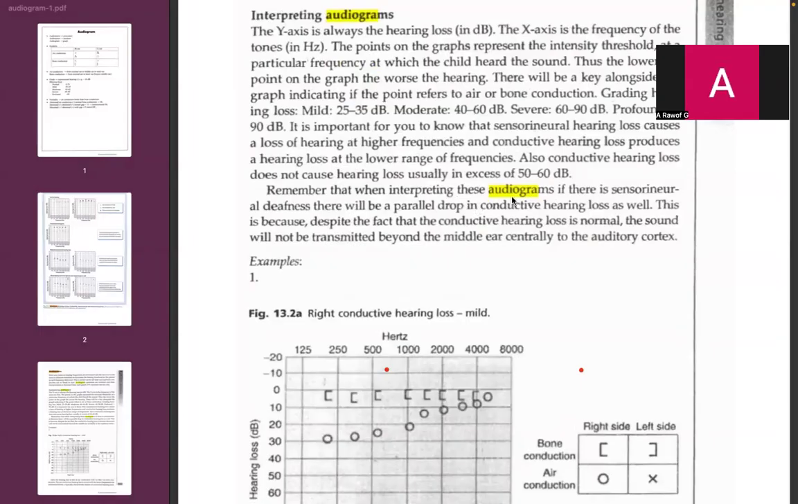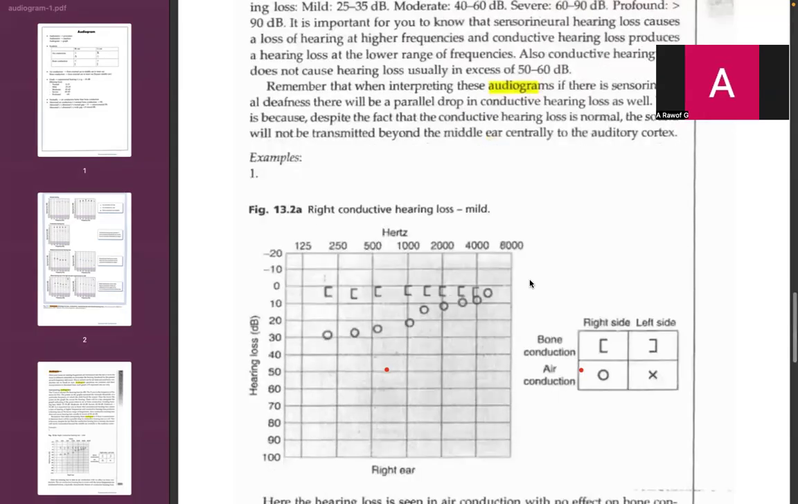Remember that when interpreting audiograms, if there is sensory neural deafness, there will be a parallel drop in bone conduction hearing loss as well. This is because, despite the fact that the middle ear is normal, the sound will not be transmitted beyond the middle ear centrally to the auditory cortex.